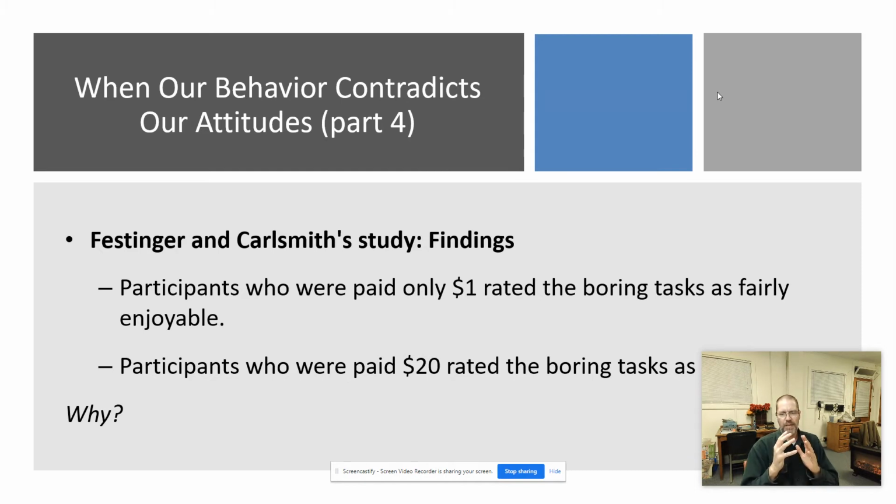They were asked, now tell me what you actually thought. The participants who were paid only $1 rated the boring task as fairly enjoyable. That's what they said they actually thought, even though they were lying to the next person coming in when they said it was enjoyable. So people paid $1 somehow reduced that gap, whereas the participants who were paid $20 rated the boring tasks just as that, boring. They might have lied, okay, you gave me $20, so I go out and lie. But if you ask me, it's boring.